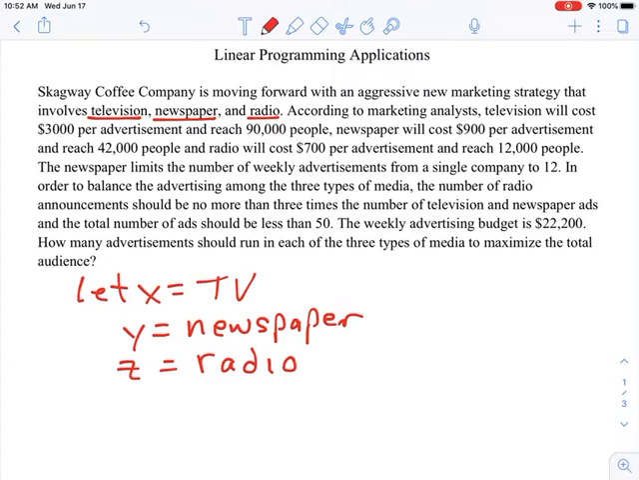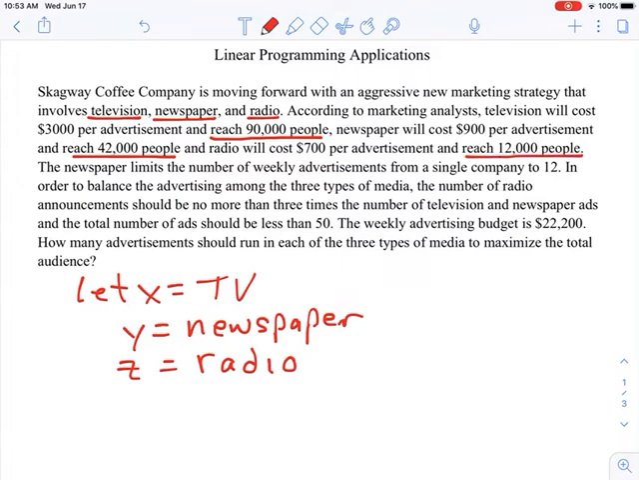We want to maximize the total audience. So what do we know about the audience? Well, now let's go back up to the beginning. It says, according to market analysts, television will cost $3,000 per advertisement and reach 90,000 people. Newspaper costs $900 and will reach 42,000 people. Radio costs $700 and will reach 12,000 people.